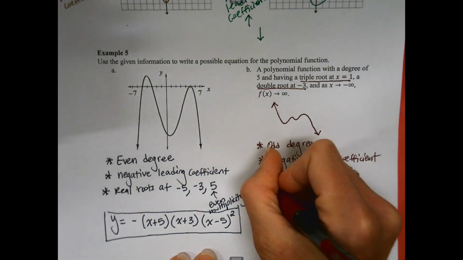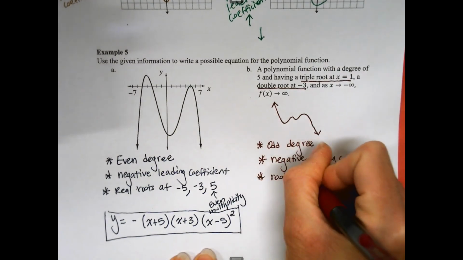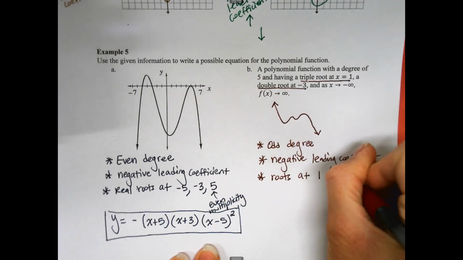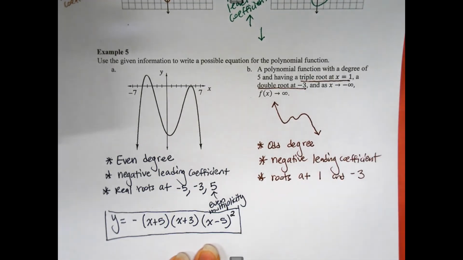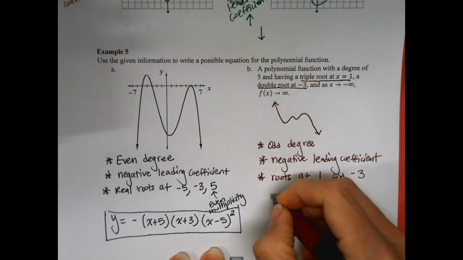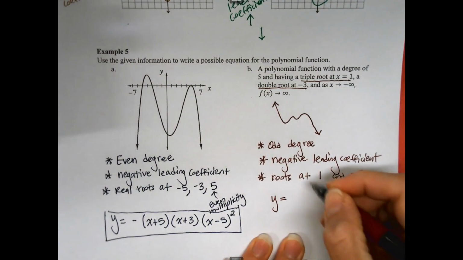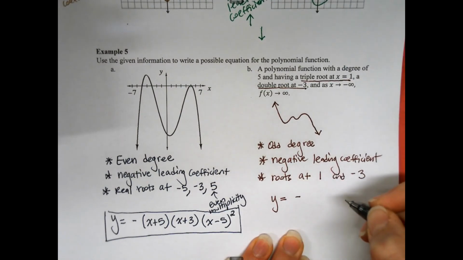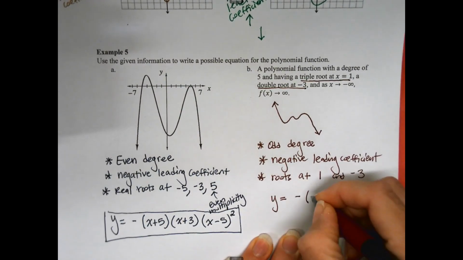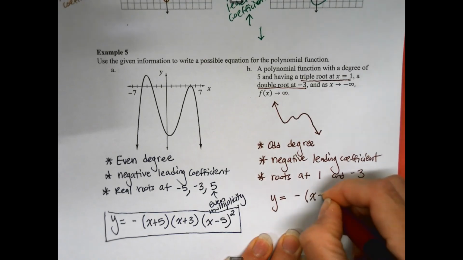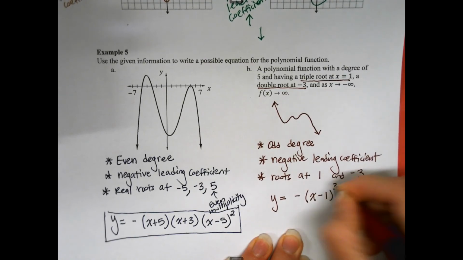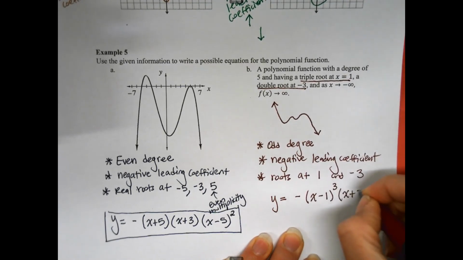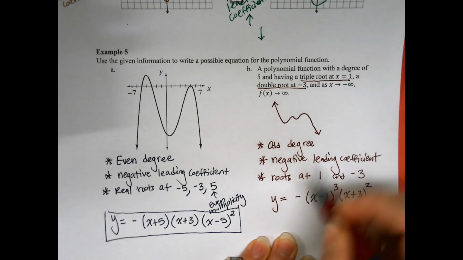And then we have roots at 1 and negative 3. We're going to have y is equal to negative x minus 1 cubed, since it was a triple root, times x plus 3 squared, since it said it was a double root.